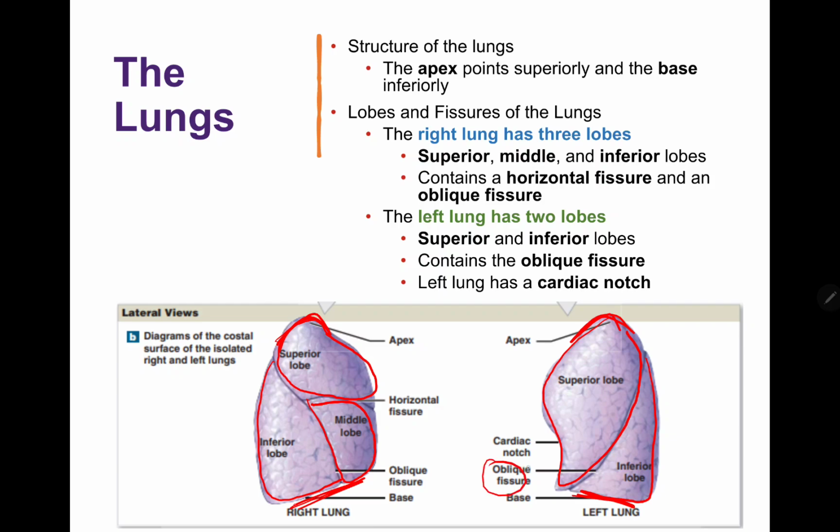Notice how they both have an oblique fissure. However, because the right lung has an additional lobe, it also has a horizontal fissure. Also notice, because the left lung only has 2 lobes and the right lung has 3 lobes, the right lung is a little bit larger, and the left lung accommodates that space in the mediastinum, the cardiac notch. That's where the heart will sit.